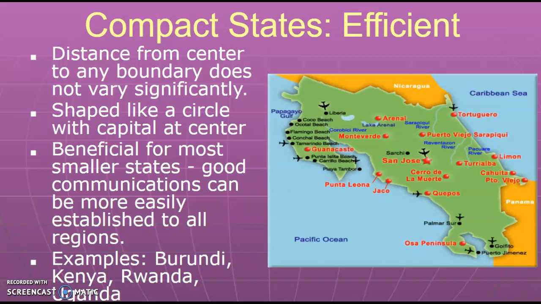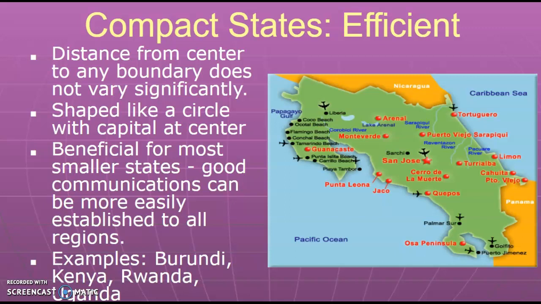So let's find that section on the guided notes. So again, you should be completing this on the guided notes. So let's find the part about state shapes. First state shape is compact state. The benefit of this is efficiency. And you can see here, this is a compact state.